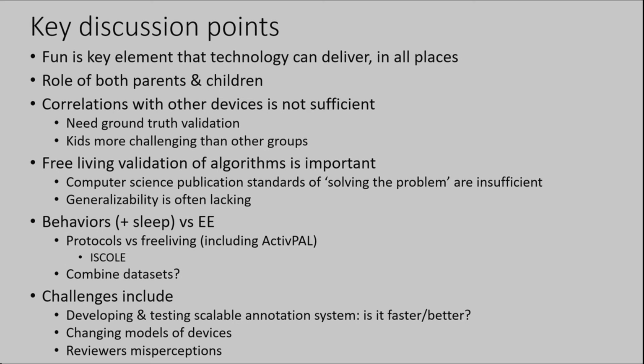Again, what's the difference if we're looking at behaviors versus energy expenditure? And in fact, can we combine these data sets like we did in Jay's study, where we've got some protocolized data and free living, including things like the active power now that we could use. And there are data sets like a large international study that we can start to apply it to. But again, challenges for us include a scalable annotation system. Is it better and faster than the human recognition? When the devices change, it can really affect us.